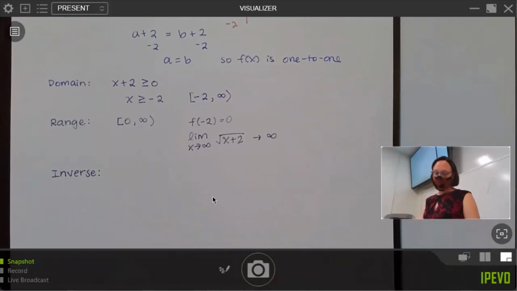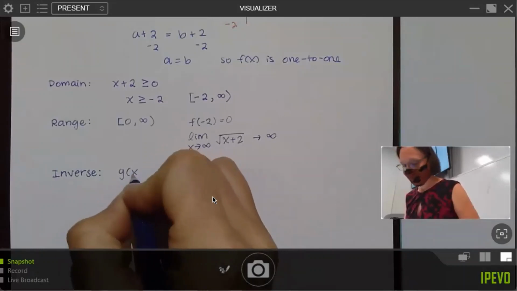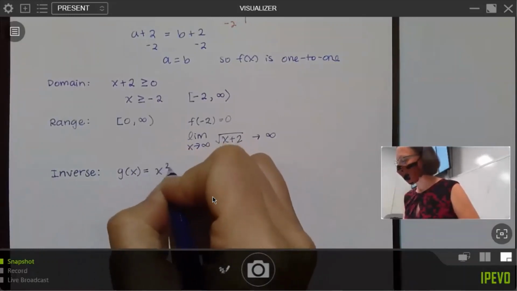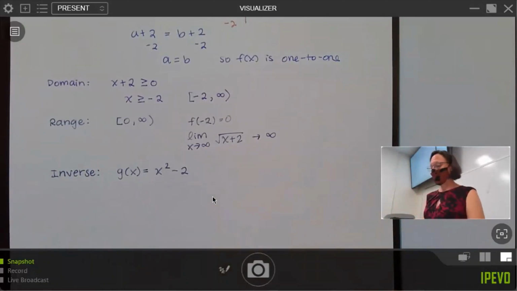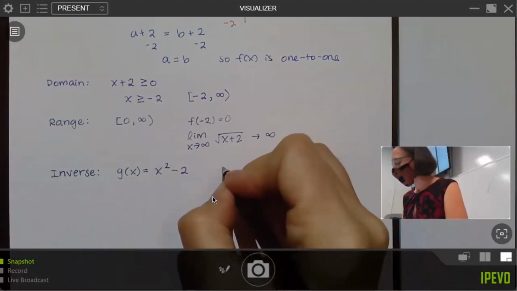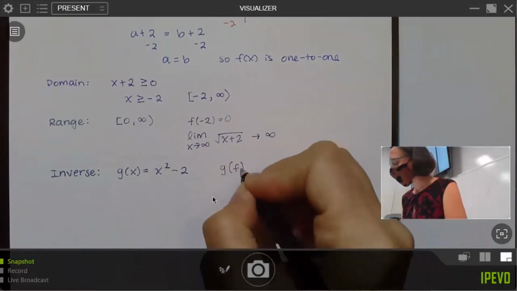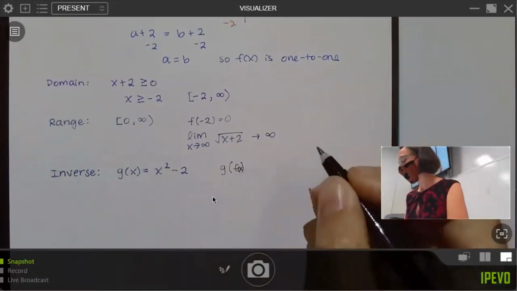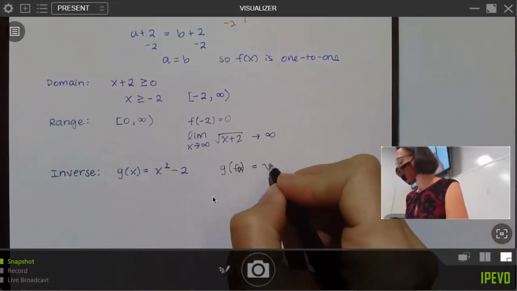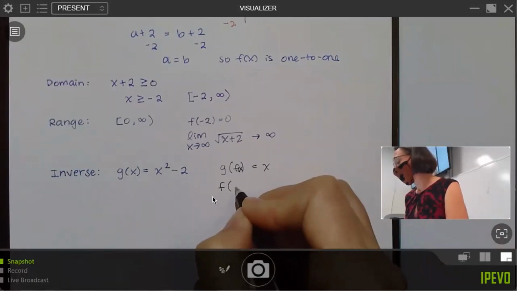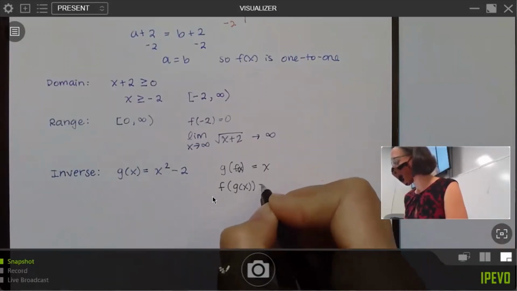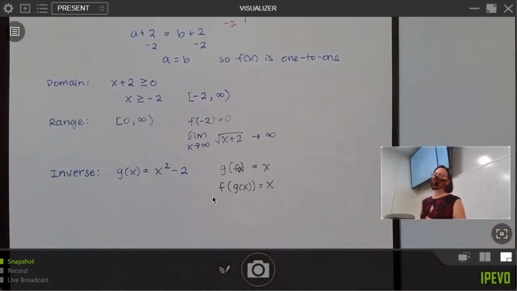So we've been asked to check that for positive values, this function g of x is the inverse function of f of x. We're presented with g of x equals x squared minus 2. Now to show that something is the inverse, we need to show that g of f of x is equal to x. I would argue that we should also show that f of g of x is equal to x. If it's the inverse, then they should undo each other.